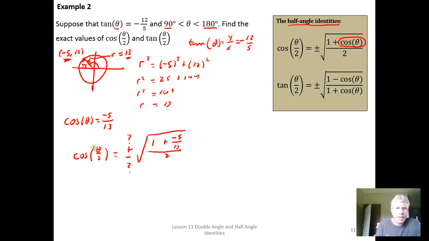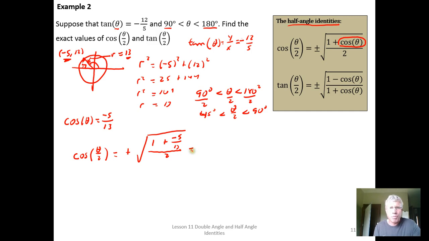And what we want to do is recognize theta over 2. We can actually determine that pretty easily. We have 90 degrees is less than theta is less than 180 degrees. So if we divide everything by 2, we actually discover 90 divided by 2 is 45 degrees is less than theta over 2 is less than 180 divided by 2 is 90 degrees. So theta over 2 is between 45 and 90 degrees, which means it's in quadrant 1. And in quadrant 1, the cosine is positive. So we use the positive square root, and now we simplify.